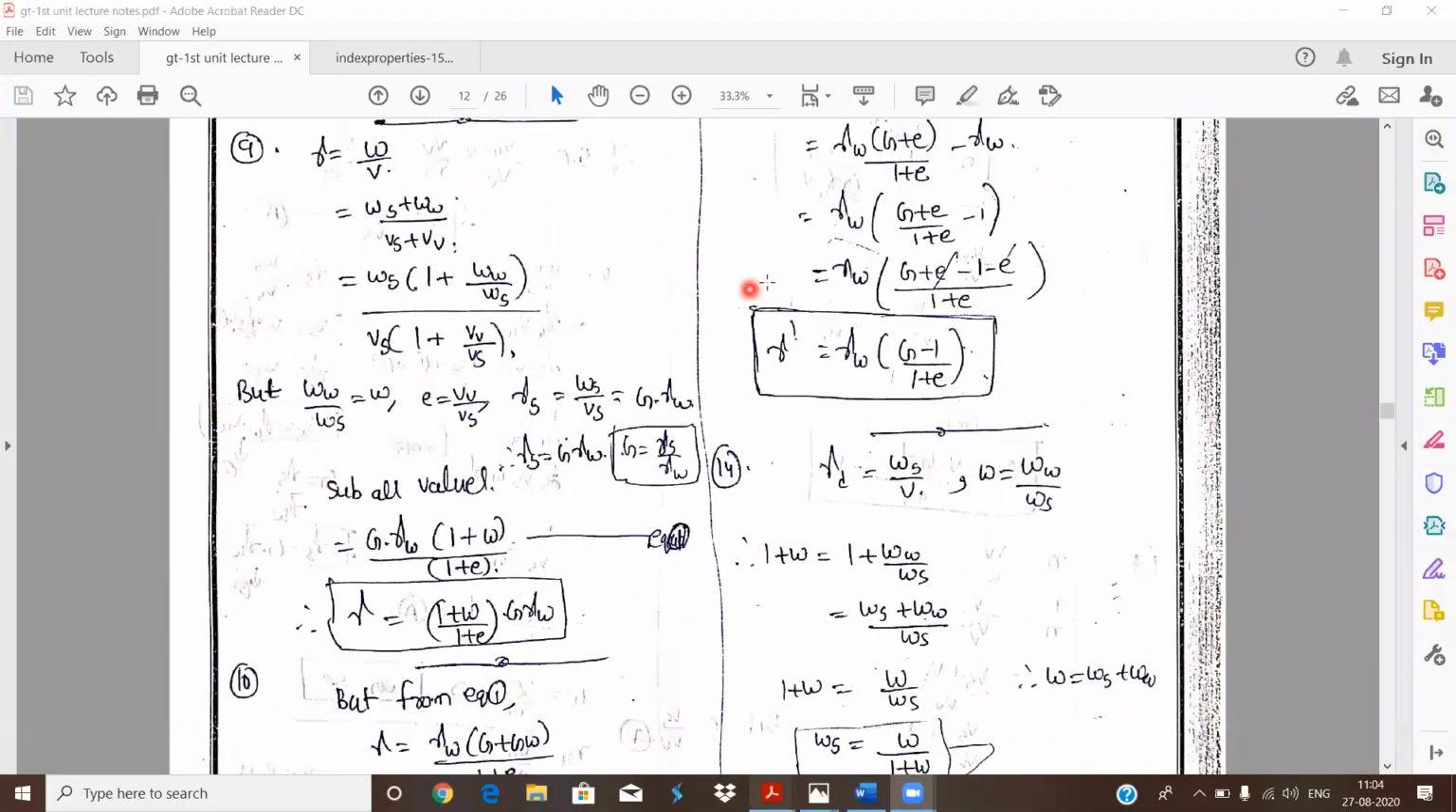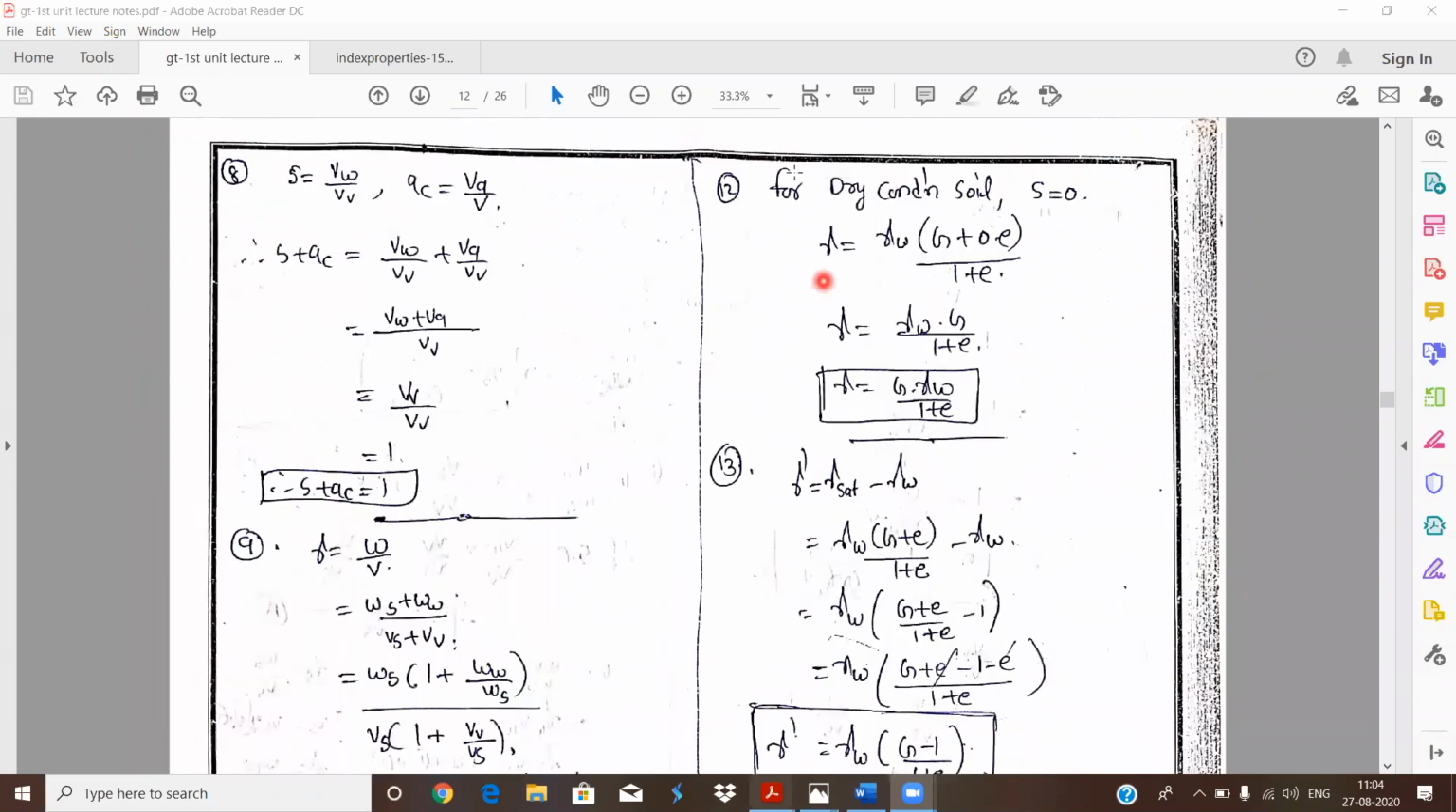Next one, for the dry condition of soils, the degree of saturation is equal to 0. Why? Again, I will explain. The degree of saturation is equal to the volume of water by the volume of voids. But in dry soil, there is no water content, so the volume of water is 0. Therefore 0 by something is 0, so the degree of saturation is 0. So in the previous equation, when the degree of saturation is replaced with 0, the final equation is G into gamma W by 1 plus e. This is also one more important equation.